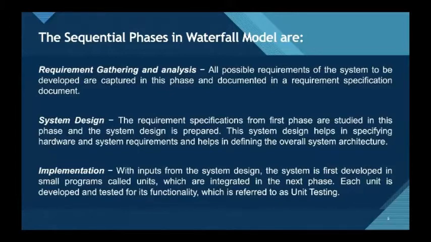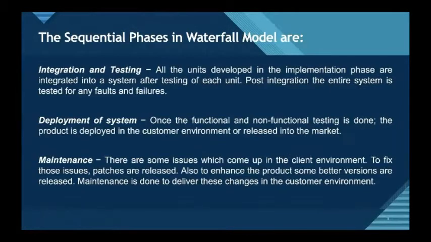Implementation: with inputs from the system design, the system is first developed in small programs called units, which are integrated in the next phase. Each unit is developed and tested for its functionality, which is referred to as unit testing. Integration and testing: all the units developed in the implementation phase are integrated into a system after testing of each unit. Post-integration, the entire system is tested for any faults and failures.